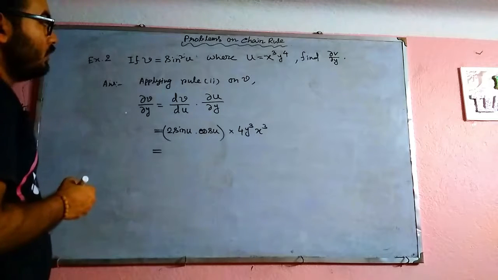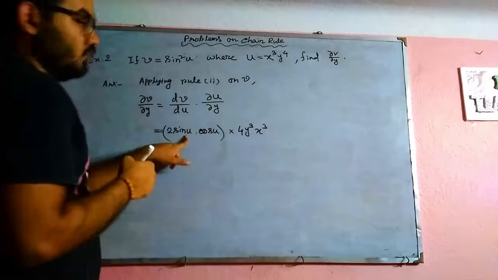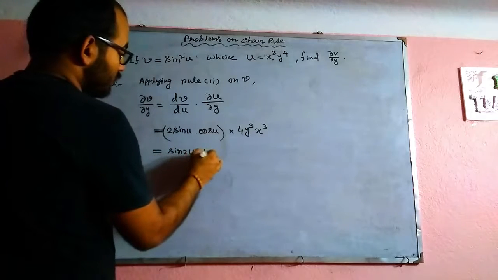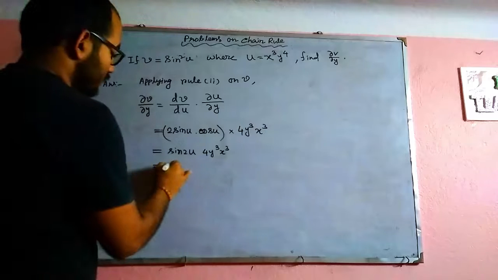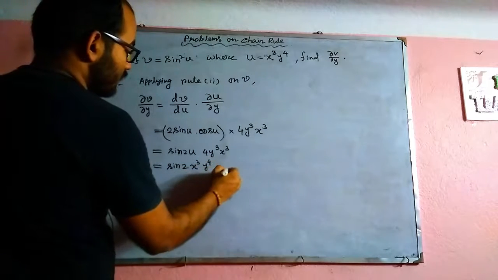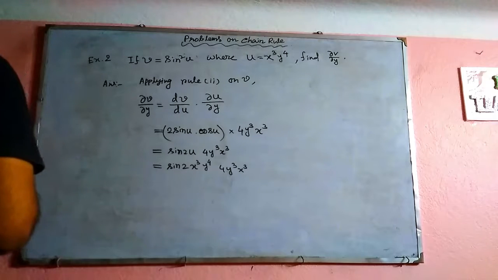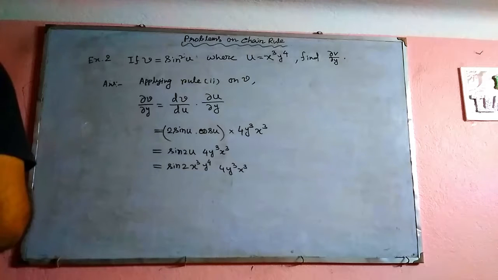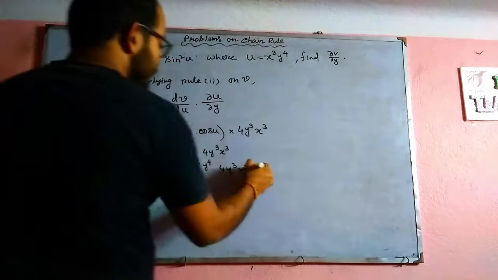Now we have to change the variable u. So this is sine 2u times 4 y cube x square. This is the answer.